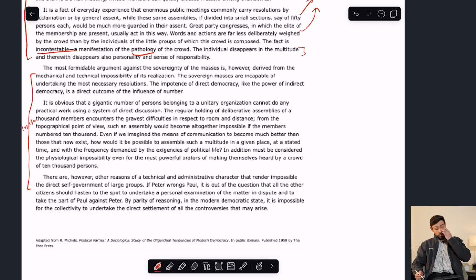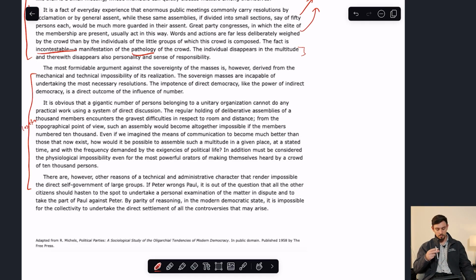If Peter wrongs Paul, it is out of the question that all the other citizens should hasten to the spot to undertake a personal examination of the matter in dispute and to take the part of Paul against Peter. Meaning, like, if Peter hit Paul and we wanted to prosecute Paul, well, if we were ruled by the masses, then we would expect everybody to come together to execute punishment over Paul or over Peter.